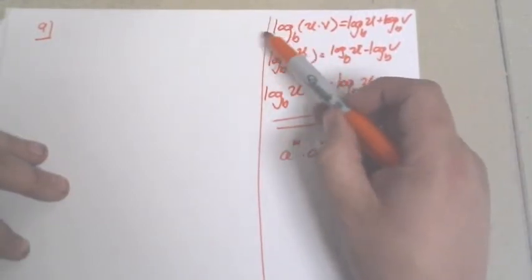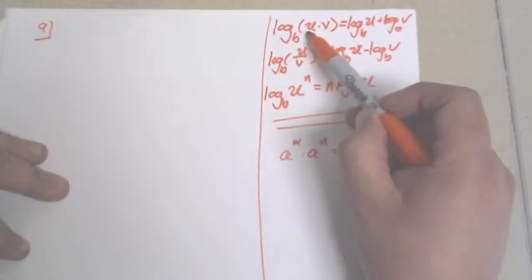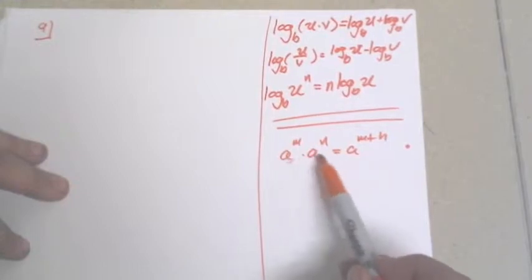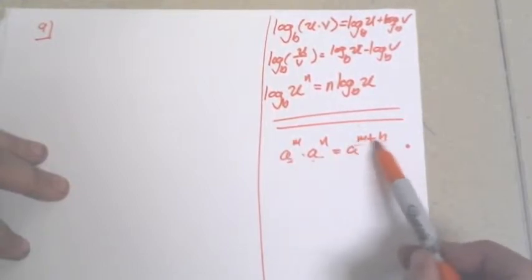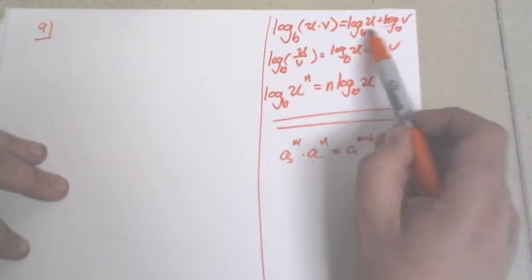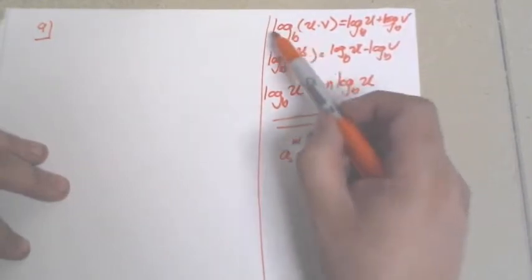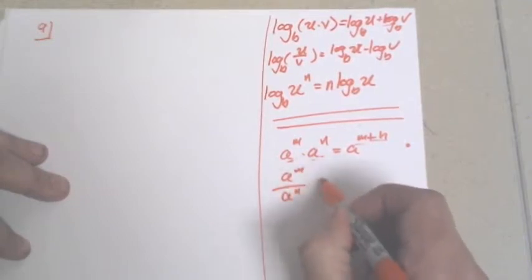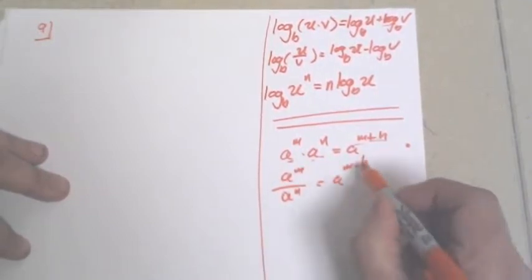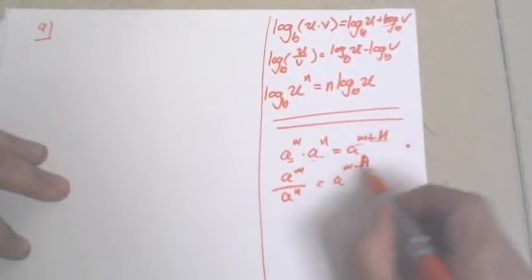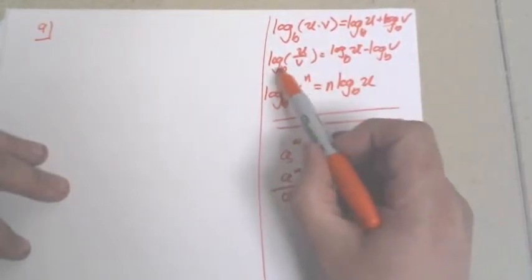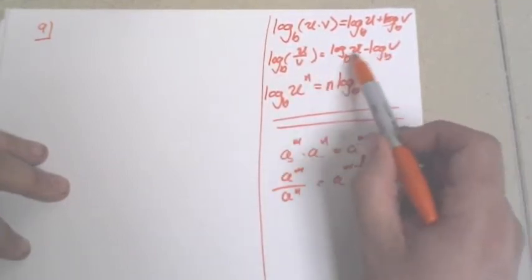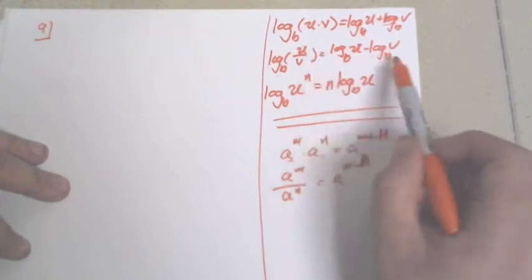Logs are about exponents, so this is asking, what happens to the exponent when we multiply? Well, you add the exponents, as long as the bases match. It's the same exact argument in exponential form and in logarithmic form. Similarly, what happens to the exponents when you divide? Well, you subtract the exponents. This asks the same thing. Logs talk about the exponents.